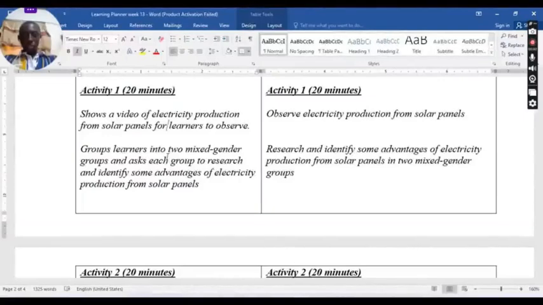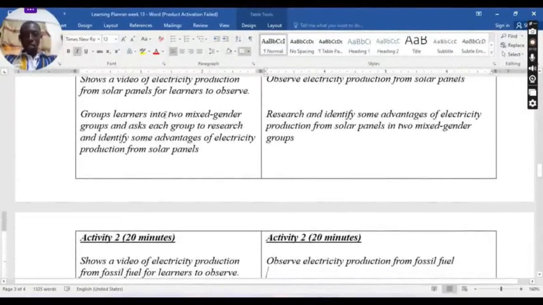So my activity is that I will show them a short clip on electricity generation from solar panels for them to observe. Then the corresponding activity is that learners will observe electricity production from solar panels. There are a lot of YouTube videos on solar panel electricity generation, so you can have one and show to them. Then group learners into 2 mixed gender groups and ask each group to research and identify some advantages of electricity production from solar panels.